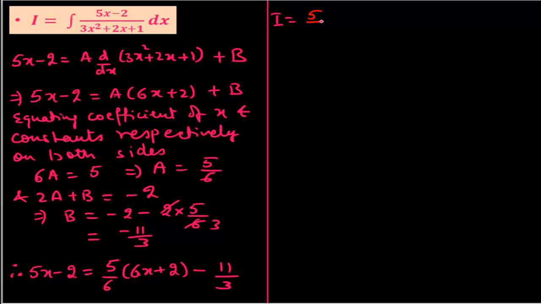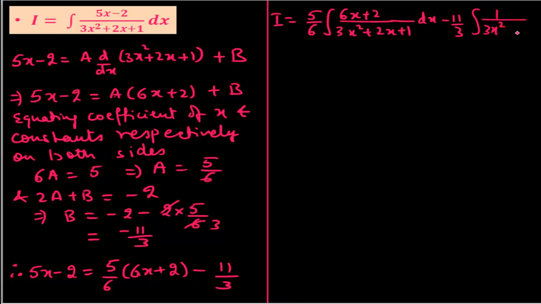First one will be 5 over 6 integral of 6x plus 2 divided by 3x square plus 2x plus 1. So this is our first integral. Next will be integral of minus 11 by 3 divided by this. So minus 11 over 3 I will write outside, and within the integral we can write 1 over 3x square plus 2x plus 1 and dx.